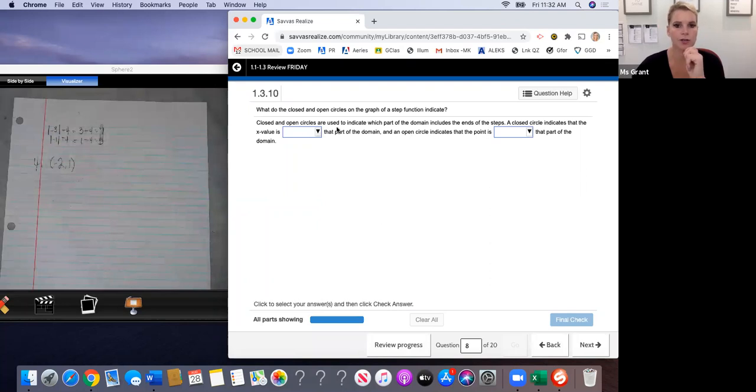Closed and open circles are used to indicate which part of the domain includes the ends of the steps. A closed circle indicates that the X value is included. And an open circle indicates that the point is excluded. Okay.